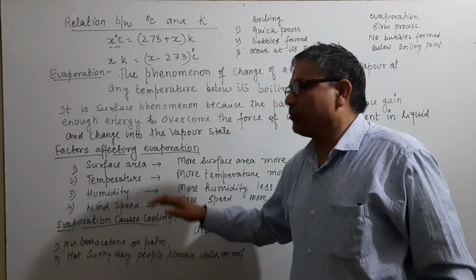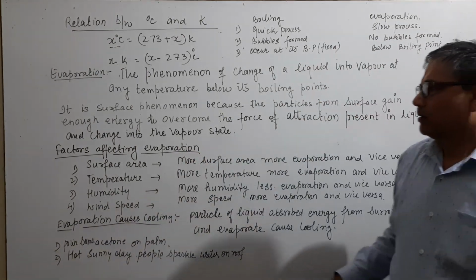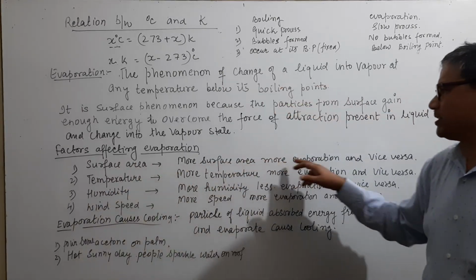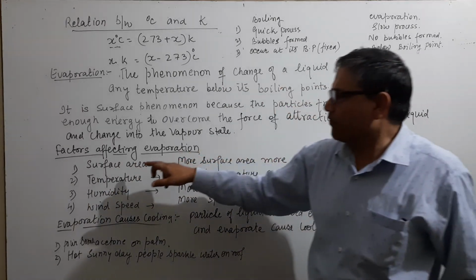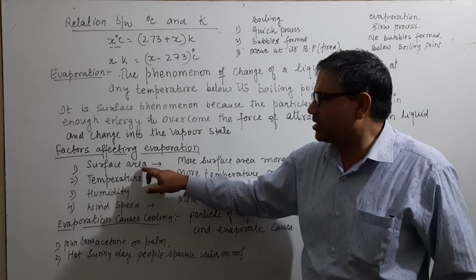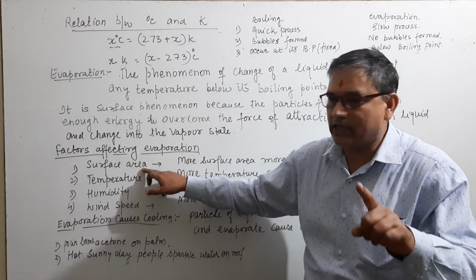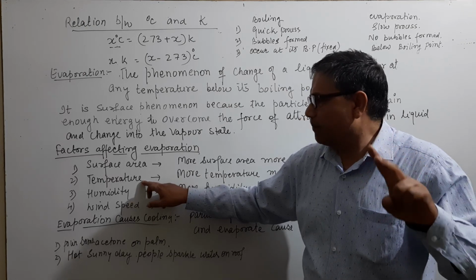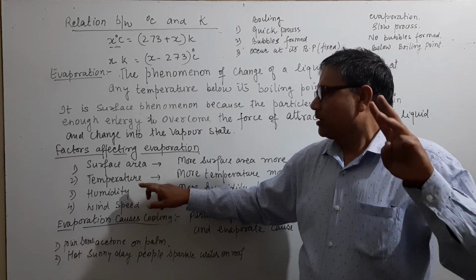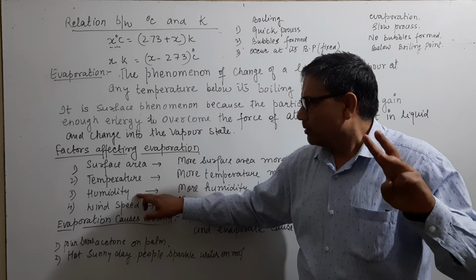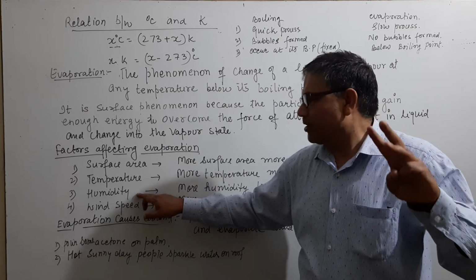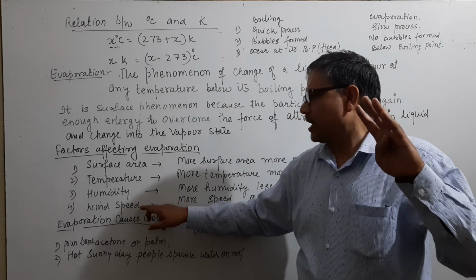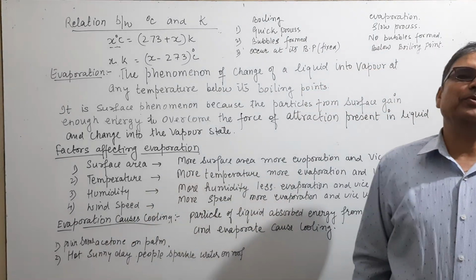These are the factors which are affecting the rate of evaporation. The rate of evaporation is directly proportional to the surface area. The rate of evaporation is directly proportional to the temperature. The rate of evaporation is inversely proportional to the humidity. The rate of evaporation is directly proportional to wind speed.